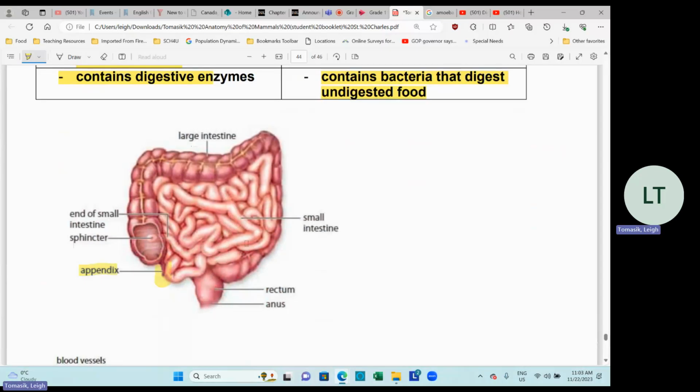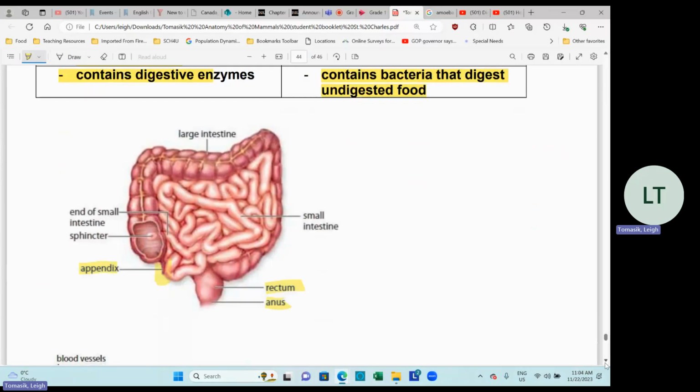So food goes through the small intestine first, which is in the middle. Okay, then it goes through the large intestine, and you can see the large intestine has a bigger opening, right? It's thicker. And then what's left, right, is your feces, and that gets stored in your rectum, and then it comes out your anus. And that's the end of the digestive system, right?